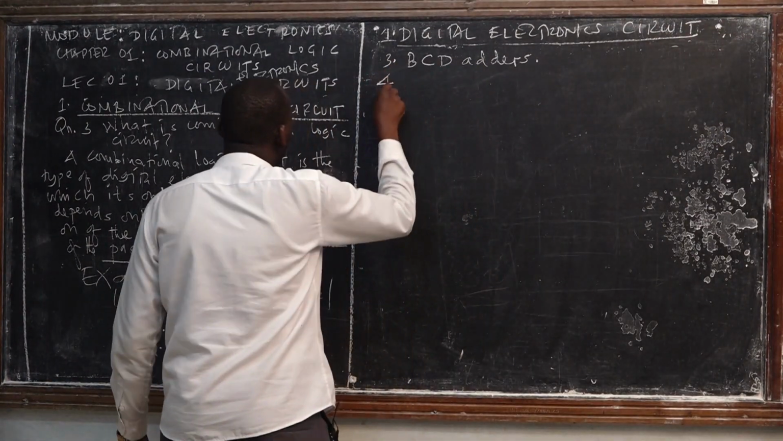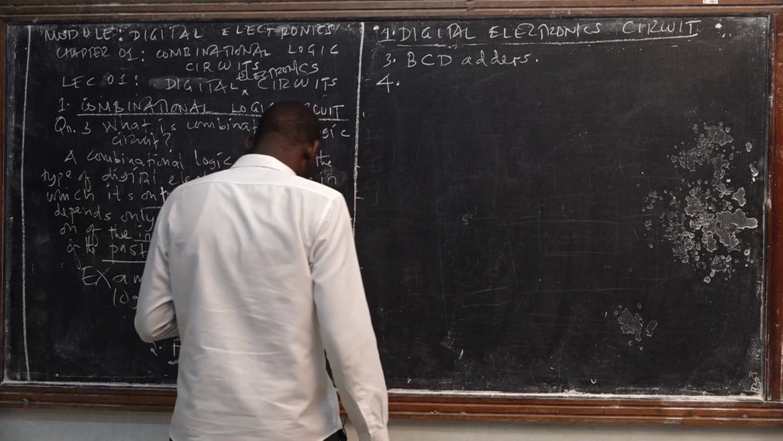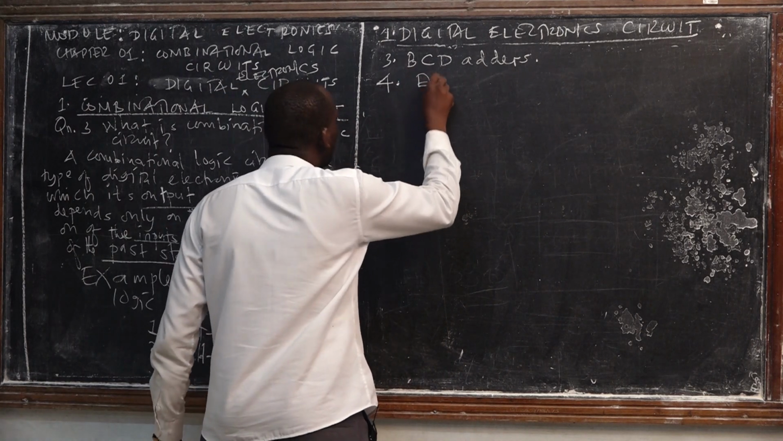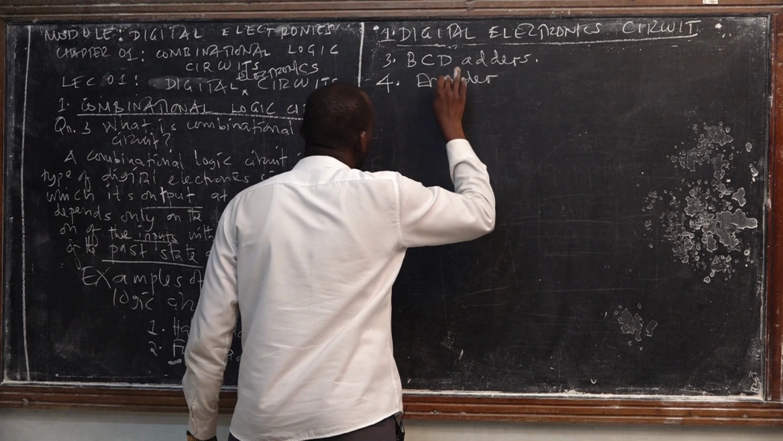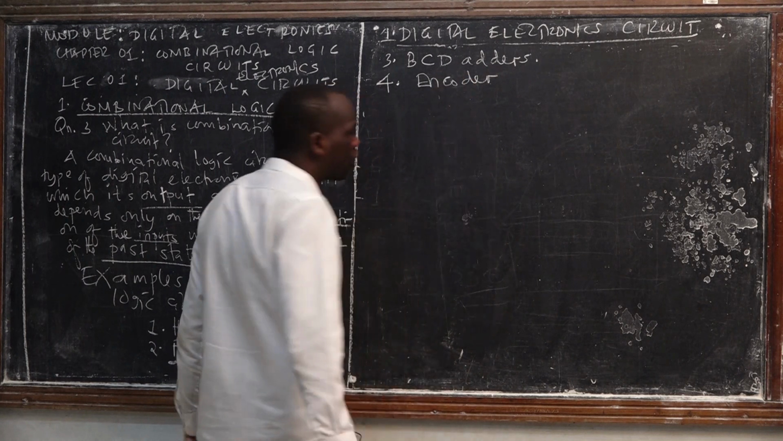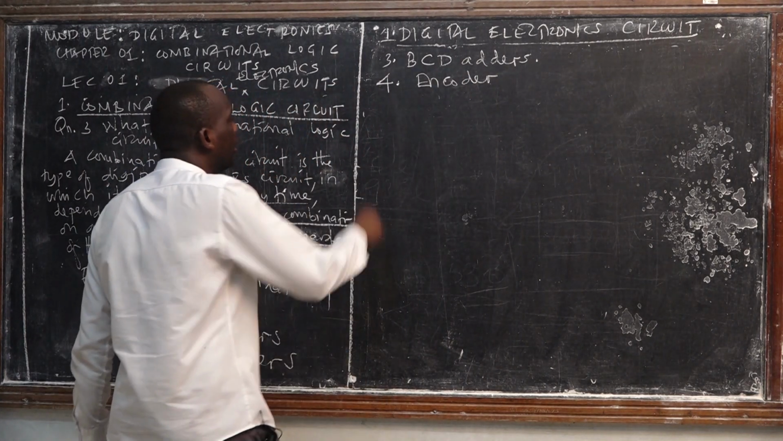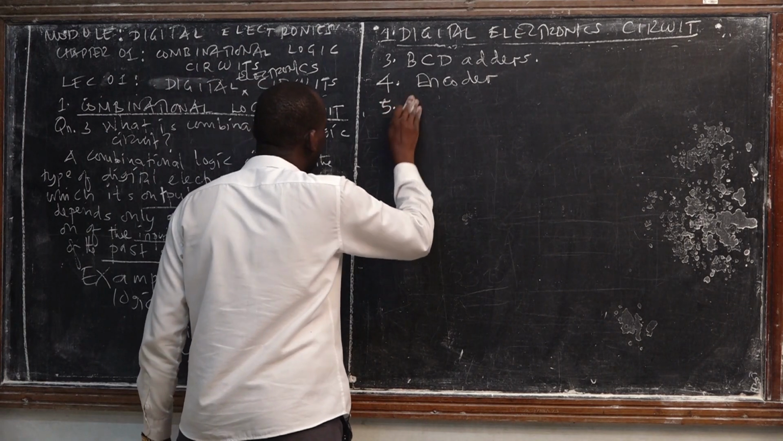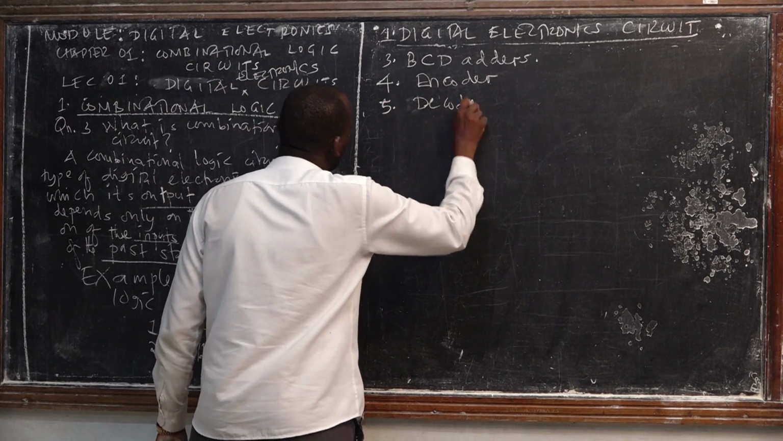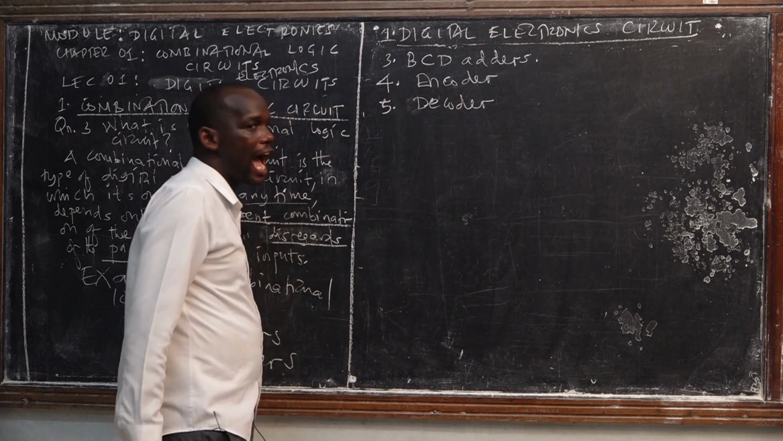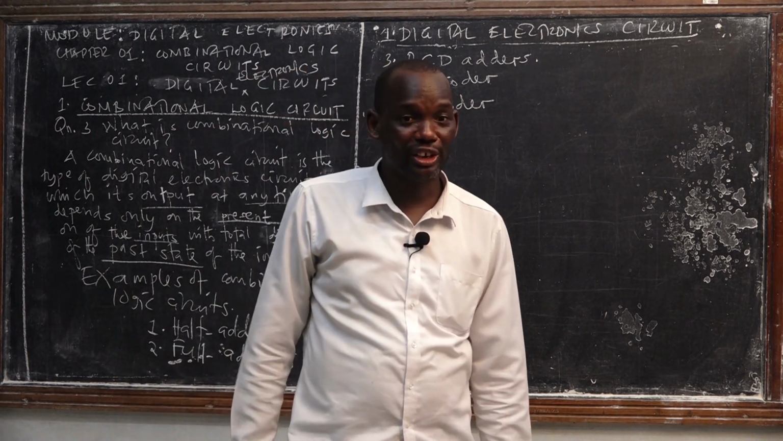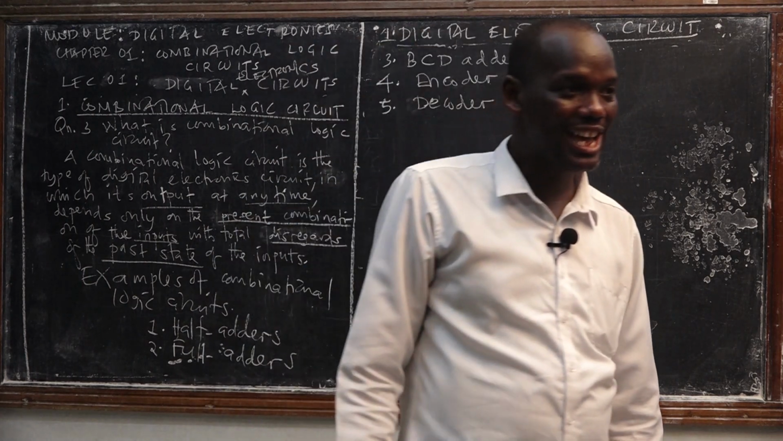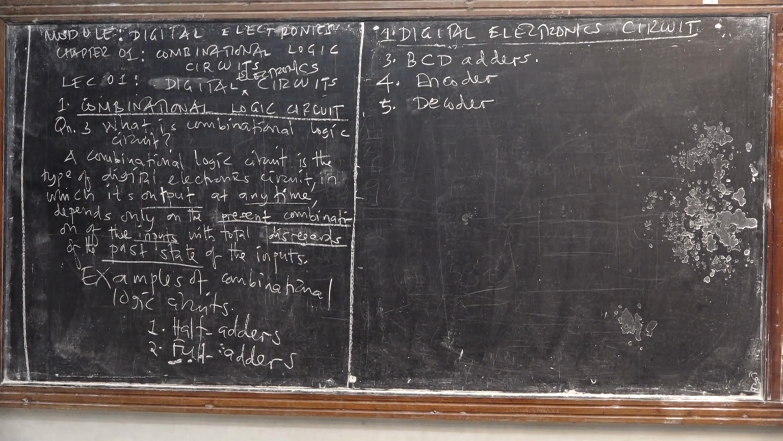The fourth example of combinational logic circuit we call the encoder. The fifth example of combinational circuits we call the decoder. At home we used to have decoders, Azam decoders or Zuku decoders. At your home, you have all of them, eh? Zuku, Azam, and what? Star Times.